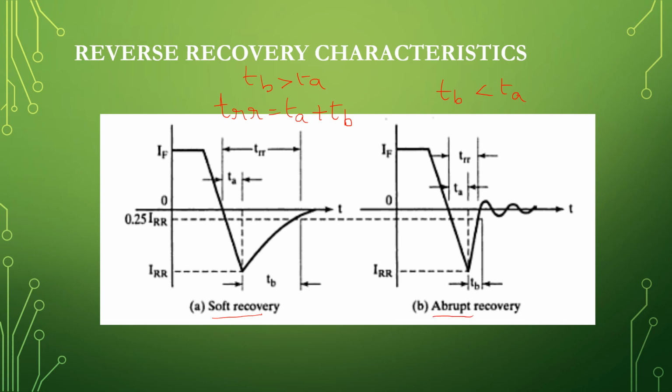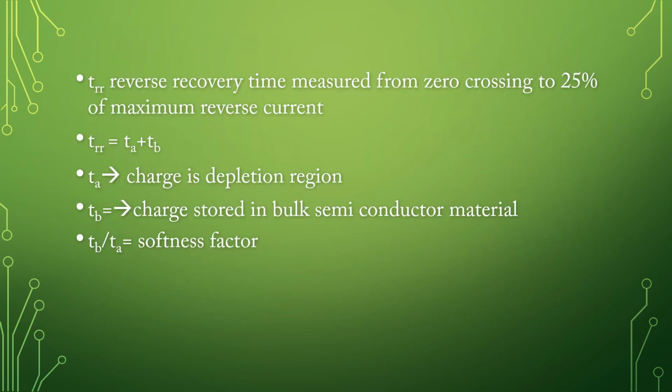So what is this TA and TB? TA is due to the charge which is stored in the depletion region of the junction, whereas TB is due to the charge which is stored in the bulk semiconductor material. The TB by TA ratio is known as softness factor. What does this softness factor indicate? This softness factor is a measure of the semiconductor losses.